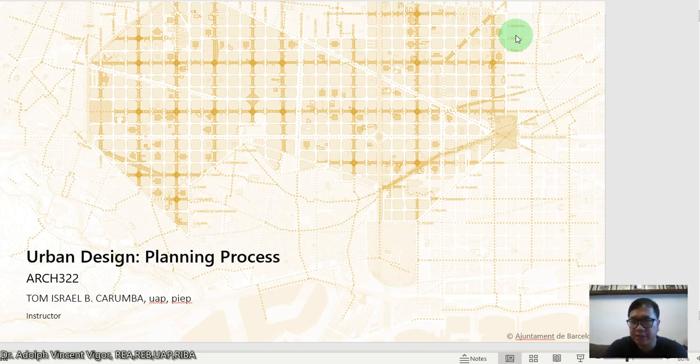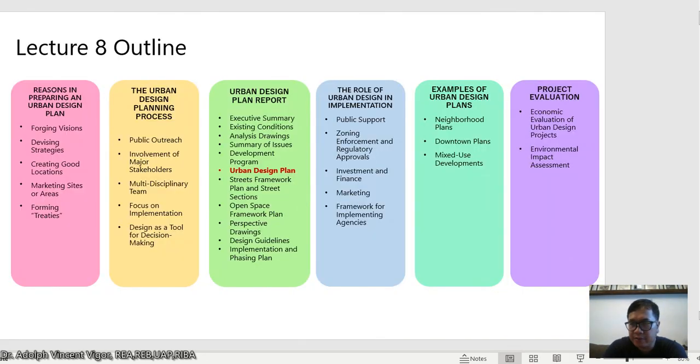So today we're going to discuss the urban planning process. So this is a brief lecture outline. So we're going to discuss the reasons in preparing an urban design plan, which are, first, the forging of visions, devising strategies, creating good locations, marketing sites or areas, and forming treaties.